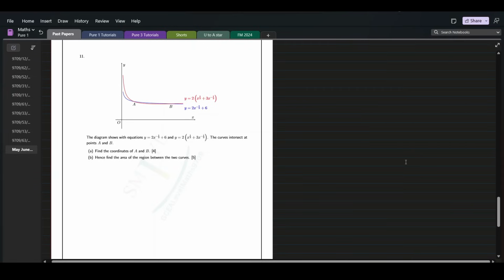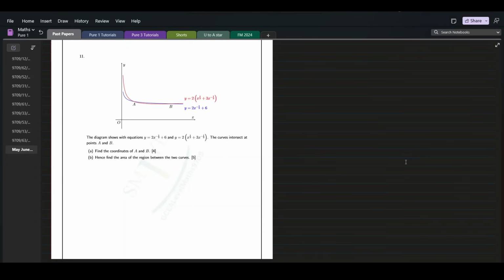Now let's move on to question number 11. The diagram shows curves with equations y is equal to 2x to the negative half plus 6 and y is equal to 2 times x to the half plus 3x to the negative half. The curves intersect at points A and B. Part A, find the coordinates of A and B.